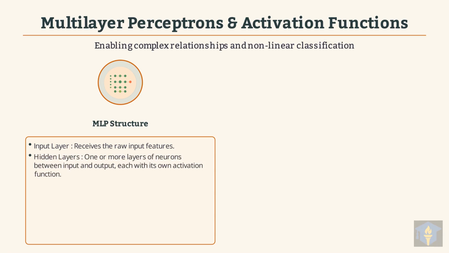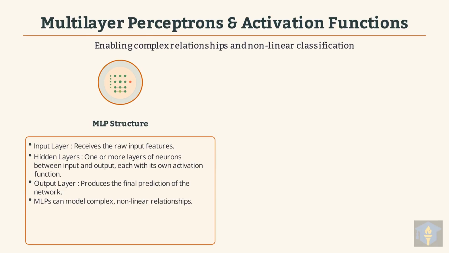Hidden layers are intermediate layers of neurons, each with its own activation function, situated between input and output. The output layer is the final layer that produces the network's ultimate prediction or classification result. Crucially, MLPs are capable of modeling highly complex, nonlinear relationships within data. Now, let's look at some of the key activation functions that are vital for MLP functionality.